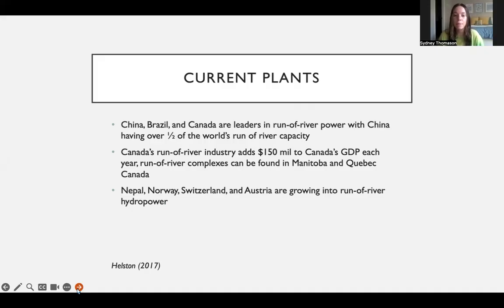And these complexes, the run-of-river plants that actually contribute, are mainly found in Manitoba and Quebec. Other areas like Nepal, Norway, and Switzerland and Austria are starting to grow in run-of-river plants due to their big resource of being in a mountainous area and having the rivers that flow downstream.